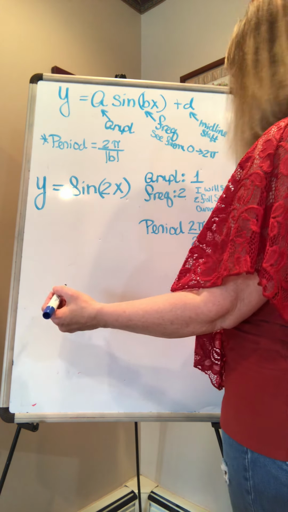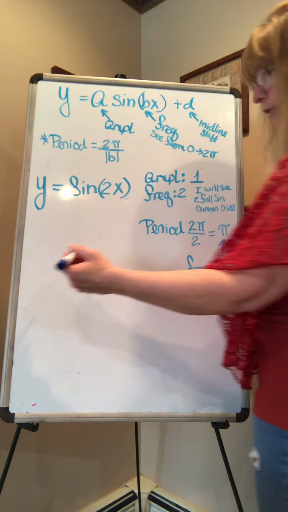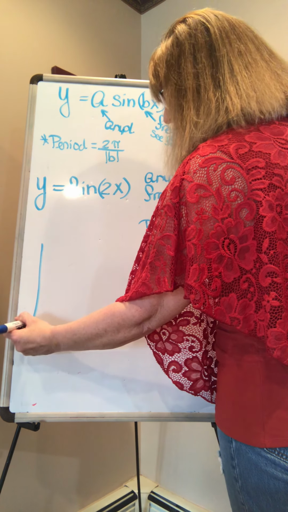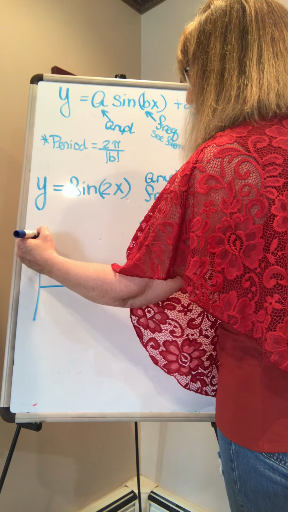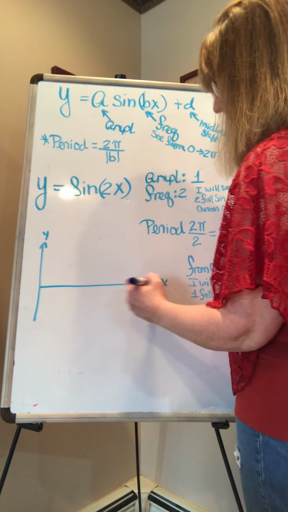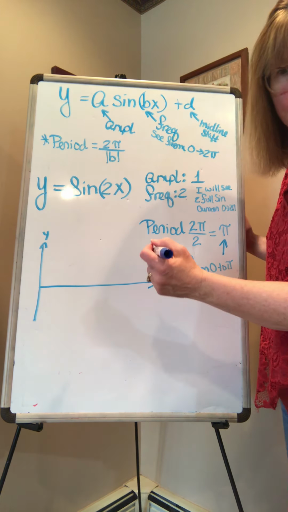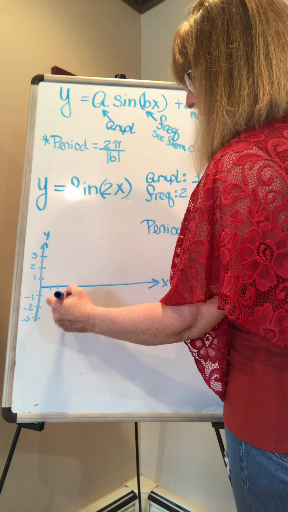So let's take a look at a graph. Now you have a graph on your paper. I'm going to have to get caught up to you. So here's my y and my x, and I am going to make my amplitude up to 3. So maybe I can use this graph again like yesterday. And then 30, 60, 90.